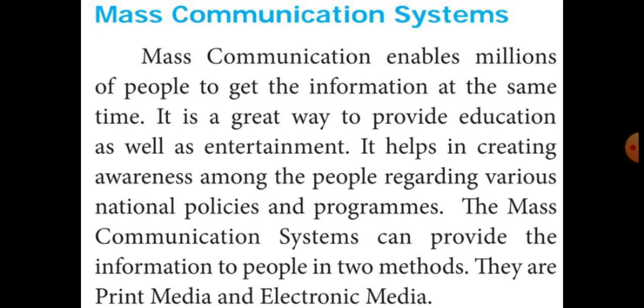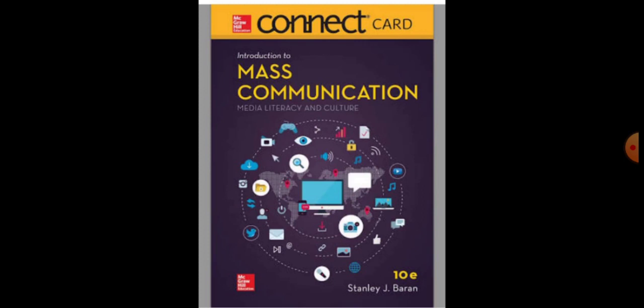The mass communication system can provide information to people in two methods. They are print media and electronic media. I will repeat, students. Now we are learning mass communication. Millions of people getting the information is called mass communication. It provides education and entertainment, and helps in creating awareness regarding national policies and programs. Listen very carefully. It provides two methods, print media and electronic media.